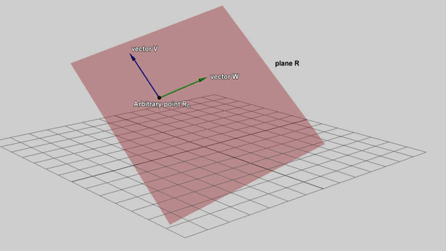Conversely, it is easily shown that if A, B, C and D are constants and A, B, and C are not all zero, then the graph of the equation Ax + By + Cz + D = 0 is a plane having the vector n = (A, B, C) as a normal. This familiar equation for a plane is called the general form of the equation of the plane.